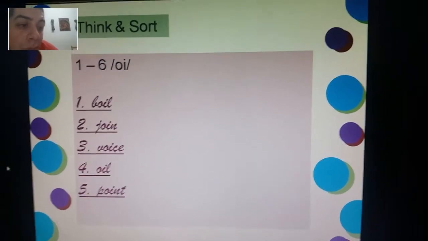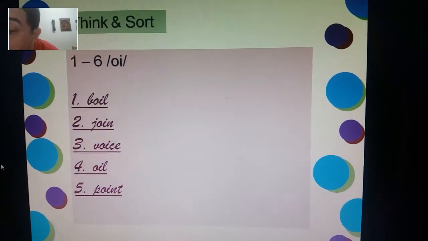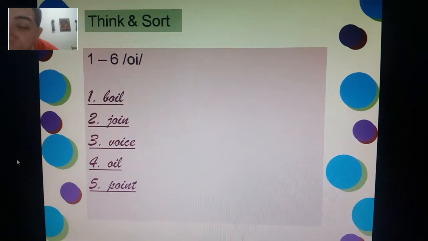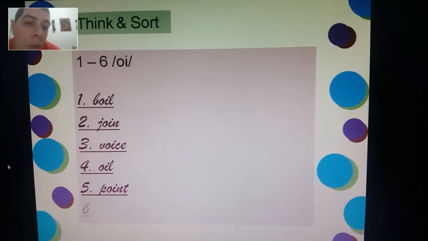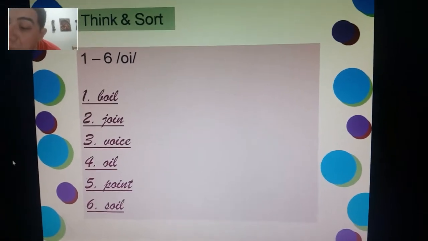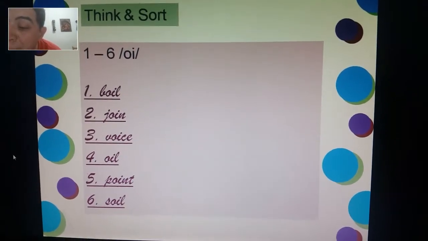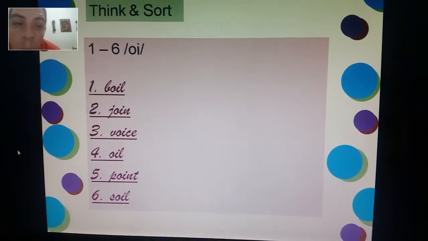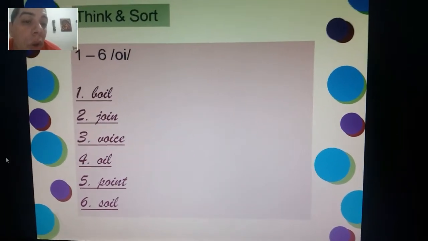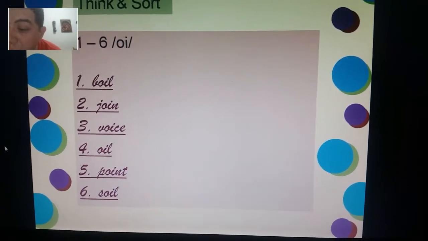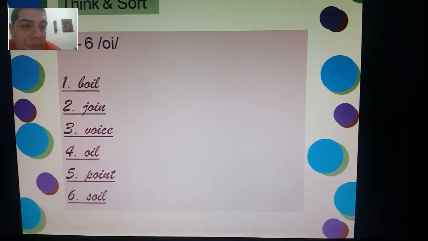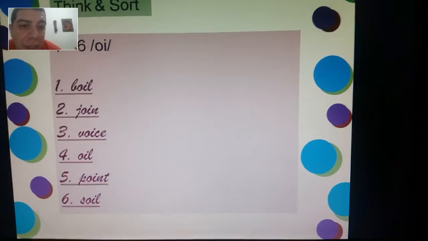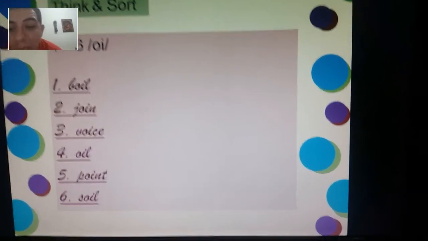Number 5. Point. Please sharpen the point of this pencil. Point. We all know what that is. Number 6. Soil. Some plants need a rich soil to grow well. Soil. And soil is the English for tierra, suelo. So it's the soil, okay? It's what you find on the ground, what you use to grow plants.